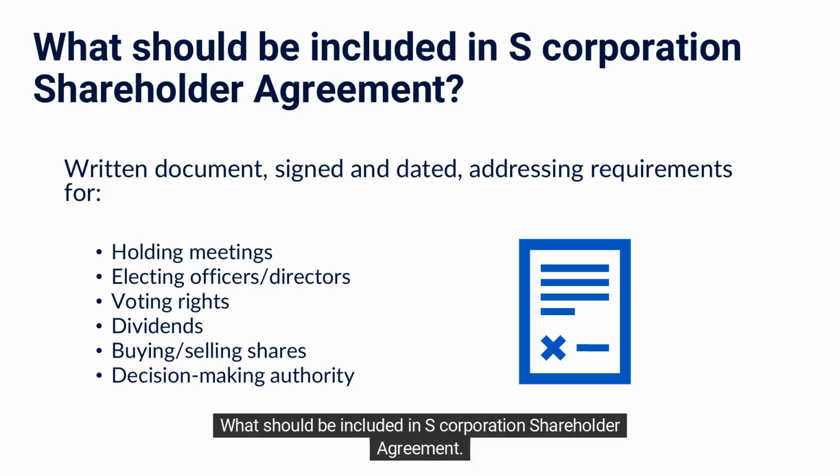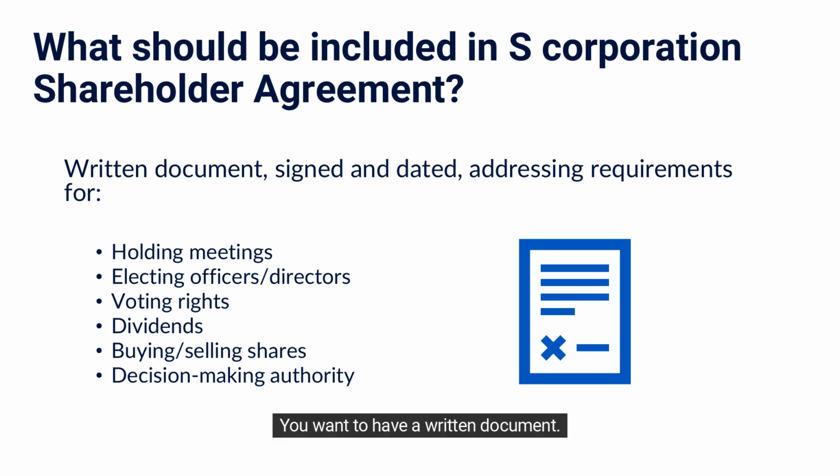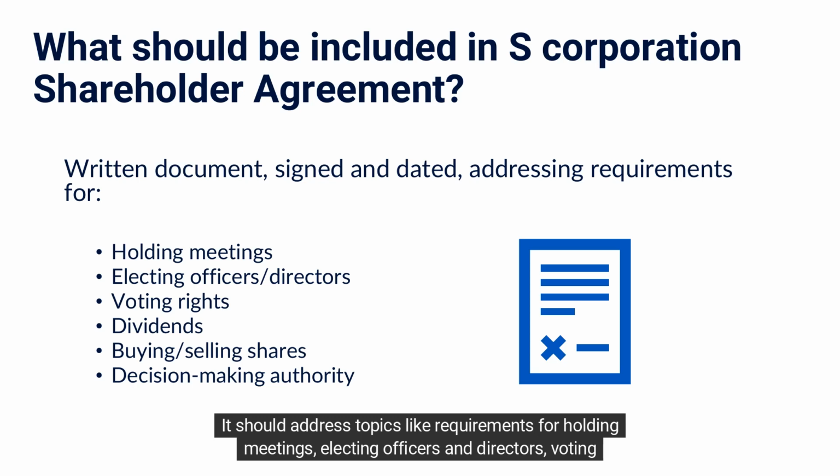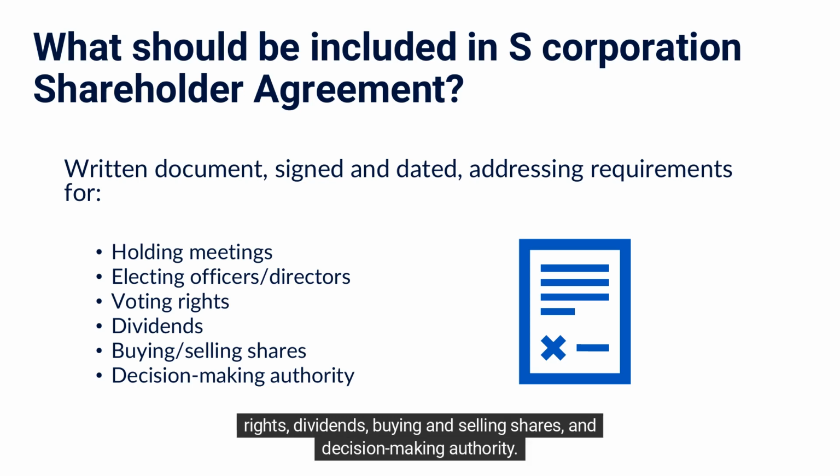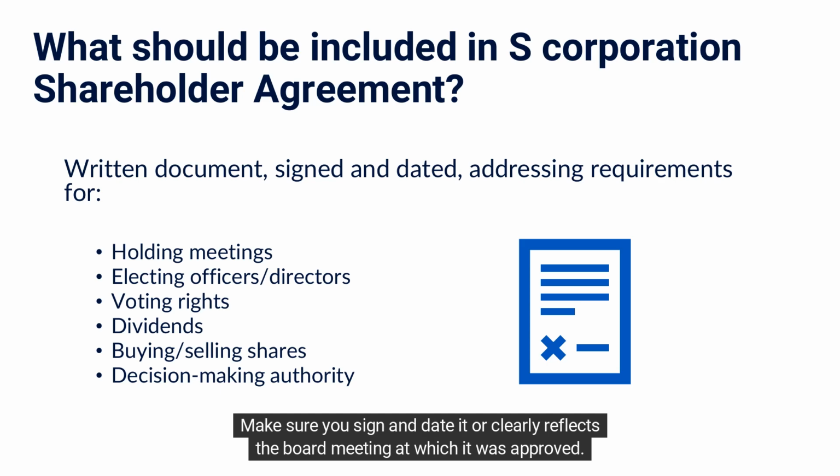What should be included in an S corporation shareholder agreement? You want to have a written document. It should address topics like requirements for holding meetings, electing officers and directors, voting rights, dividends, buying and selling shares, and decision-making authority. Make sure you sign and date it or clearly reflect the board meeting at which it was approved.